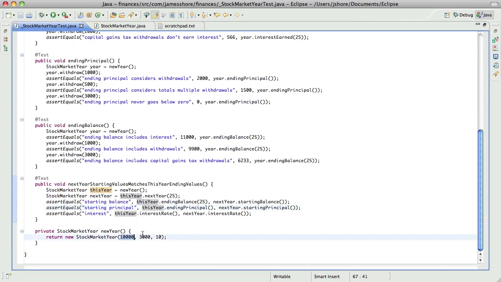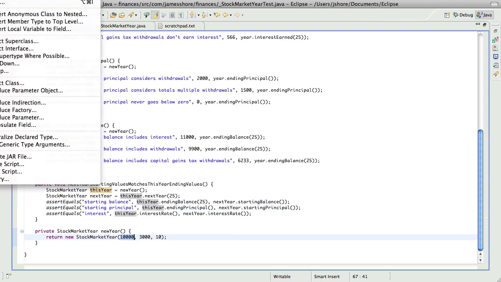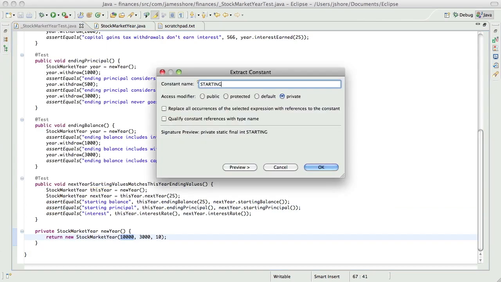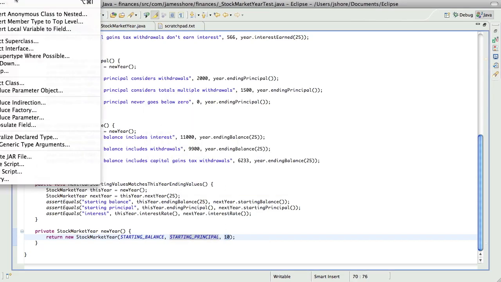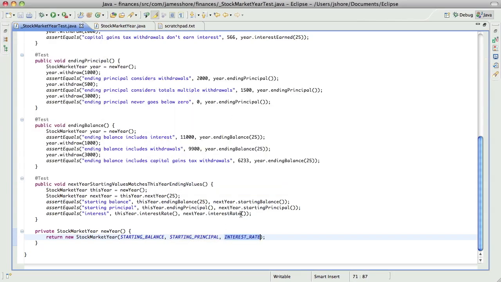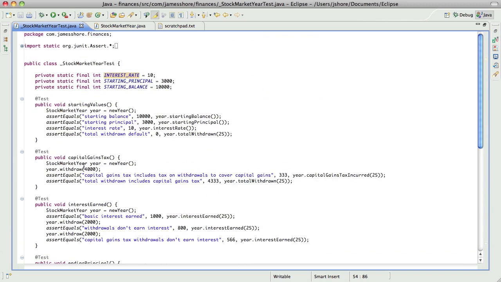And let's pull out some constants here. Constant name, that is our starting balance. That is our starting principal. And our interest rate. And we'll come back to capital gains tax rate.